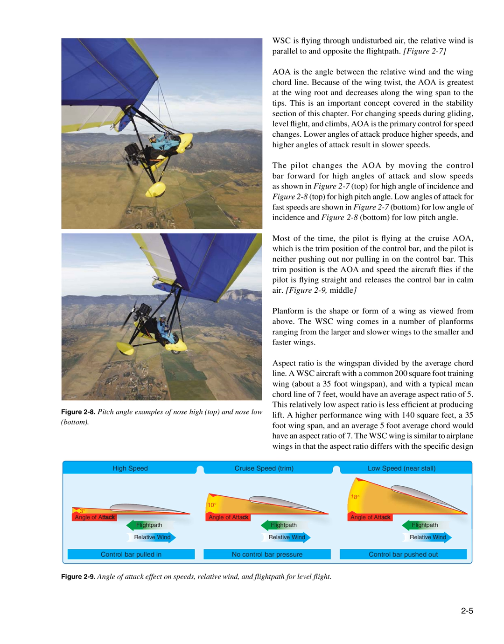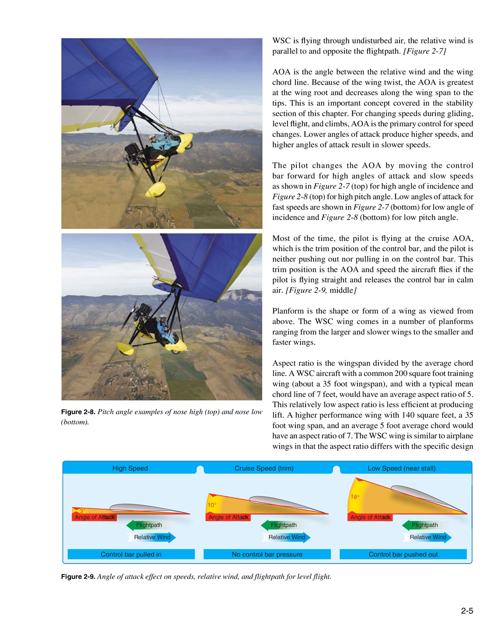Most of the time, the pilot is flying at the cruise AOA, which is the trim position of the control bar, and the pilot is neither pushing out nor pulling in on the control bar. This trim position is the AOA and speed the aircraft flies if the pilot is flying straight and releases the control bar in calm air.